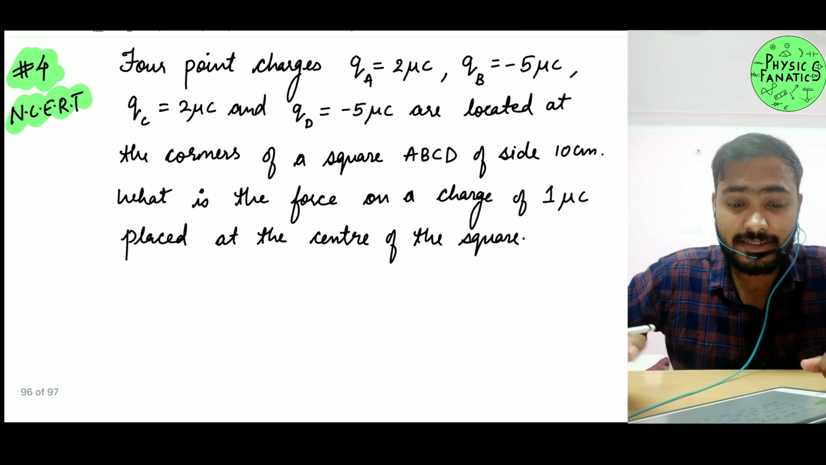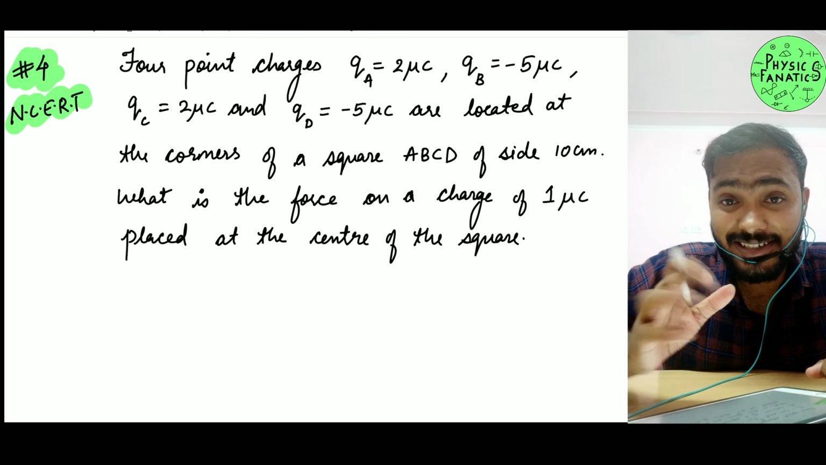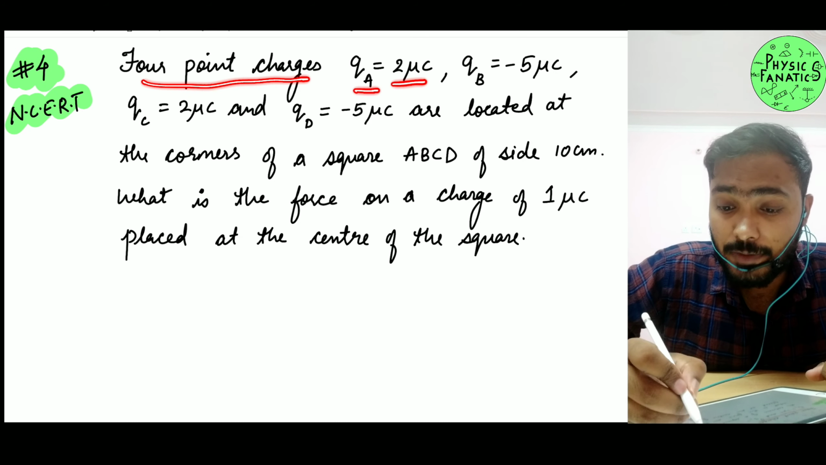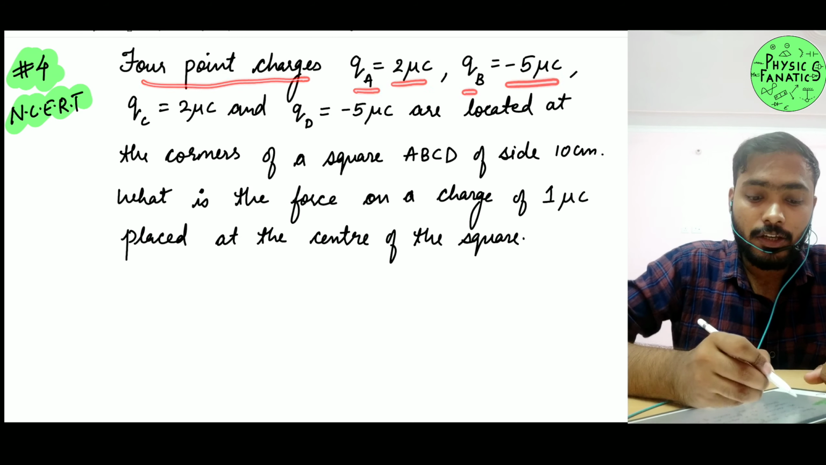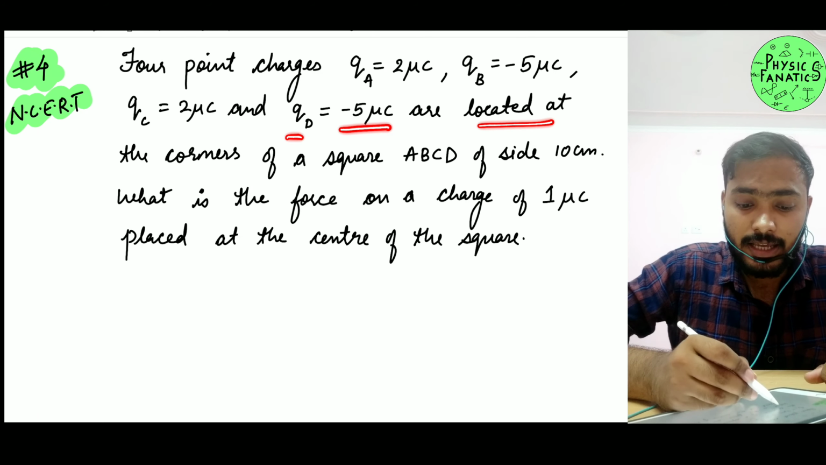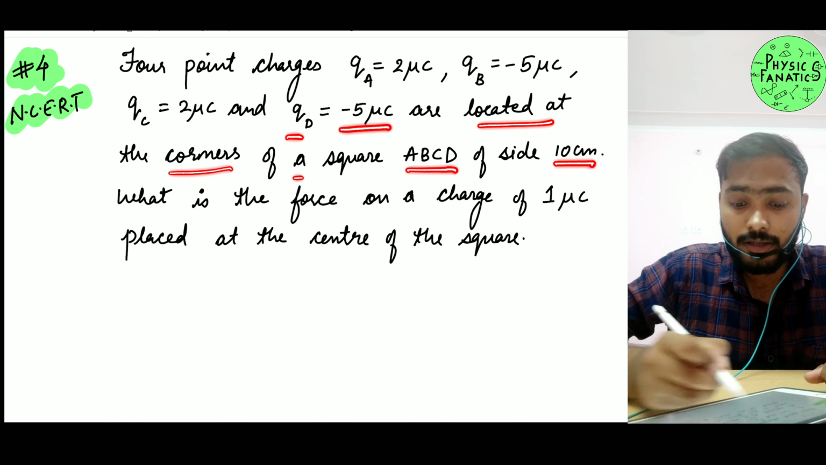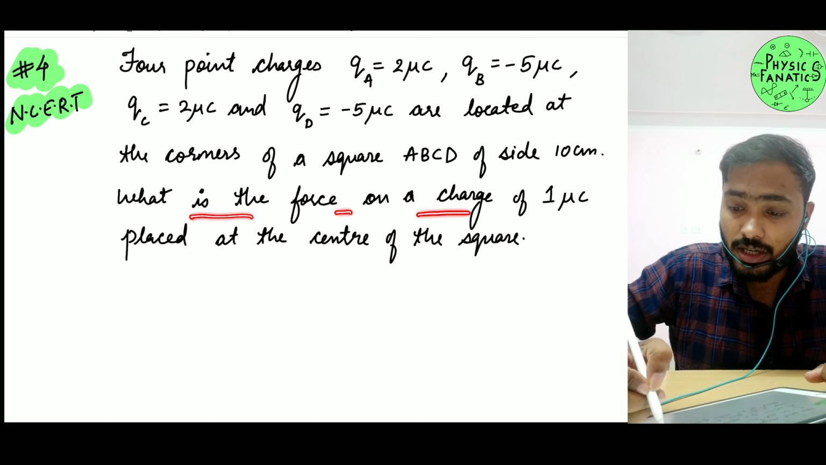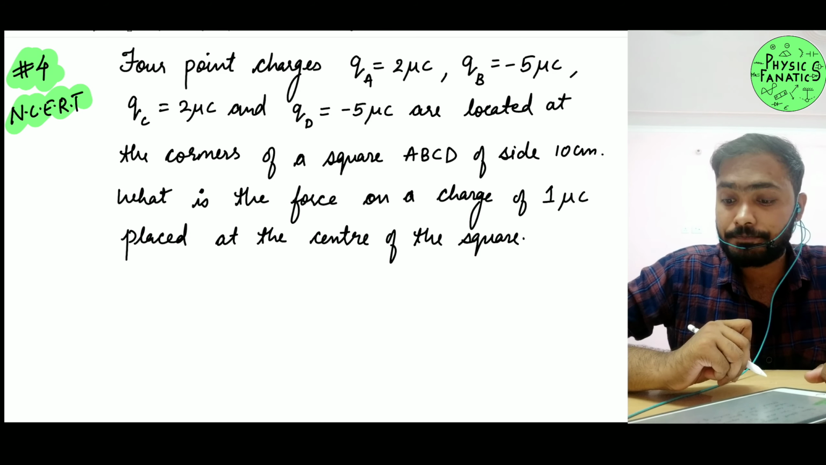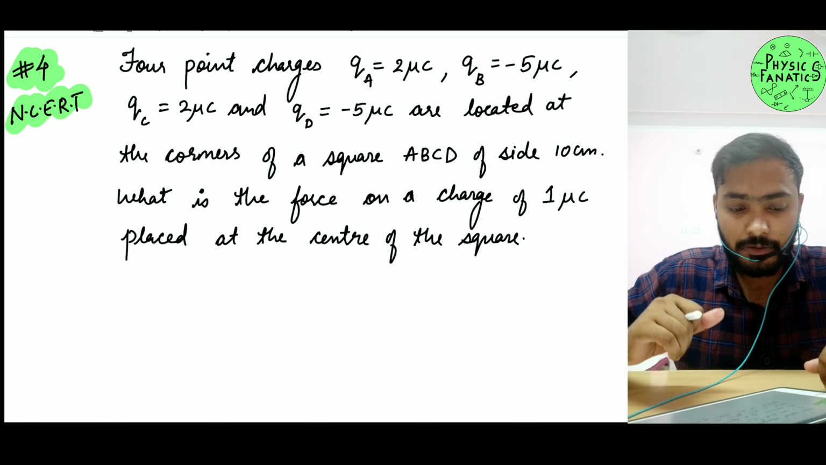This is question number 4. Again, this is an NCERT question. I haven't written which question, but it's actually an NCERT question. 4 point charges, QA equals 2 microcoulomb, QB equals minus 5 microcoulomb, QC equals 2 microcoulomb, QD equals minus 5 microcoulomb, are located at the corners of a square ABCD of side 10 centimeter. What is the force on the charge of 1 microcoulomb placed at the center of the square? You can pause and try it out.